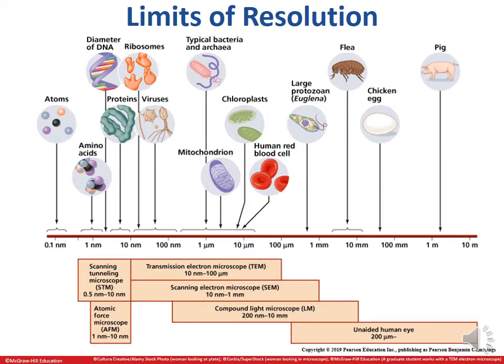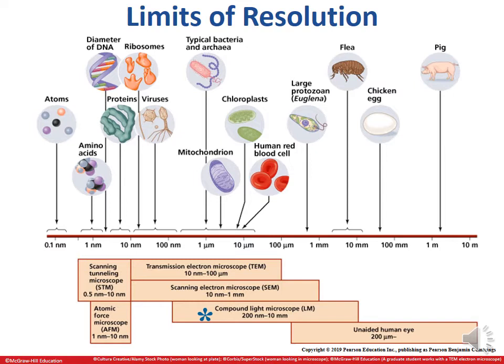When we're using the microscope, we have to consider the resolving power, or what they call the limits of resolution. In our class, we're going to be using compound light microscopes, and you can see here's the range that we're limited to. We're anywhere from 200 nanometers to about 10 millimeters that we're going to be able to see using the microscopes that we have access to.